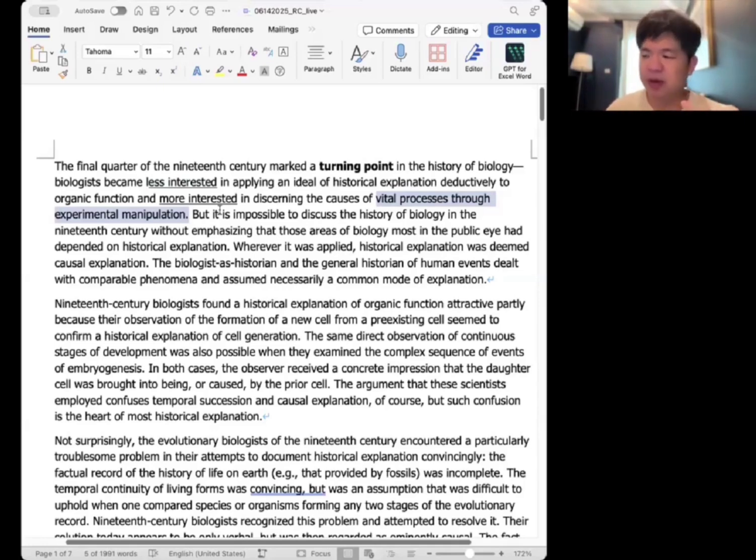This is exactly what I see happening with many students when they're doing reading comprehension exercises, right? When they encounter sentences like this, their minds just freeze up. It's not that they don't understand the words. What they end up writing shows that they haven't really thought it through. For example, if a student is doing a reading comprehension test, they might write something like, historians are less interested in applying ideal historical explanations and reasoning to this organic function. This is what I mean by not really thinking.